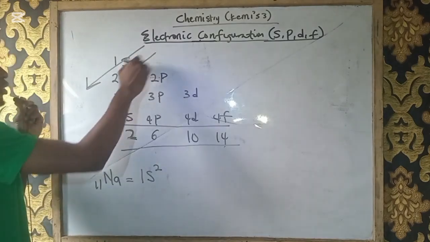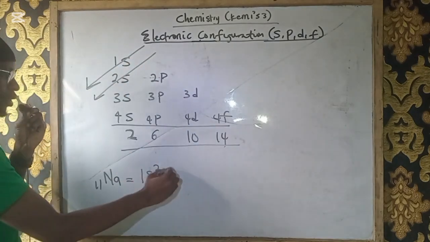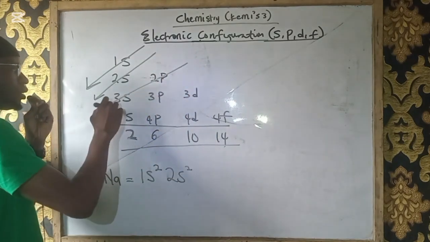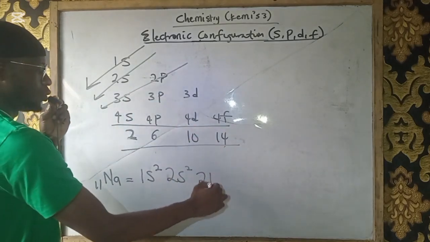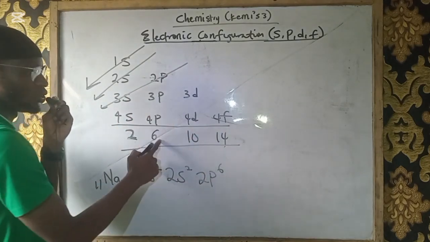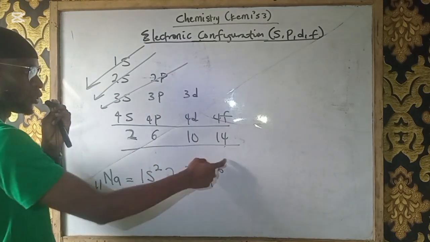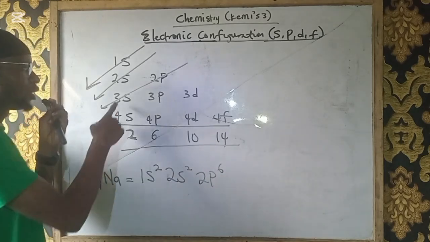Go to the next one. What do you strike there? 2s. Still S subshell. Go to the other one. What do you strike here? 2p. But the total number of electrons is what? 6. So let's check the power. Is it up to 11? This is 2 plus 2 is 4. 4 plus 6 is what? 10. It's not up to 11. Then you take this one.